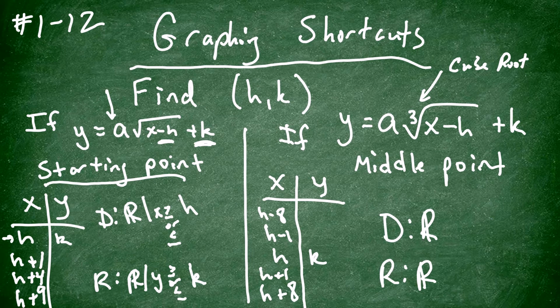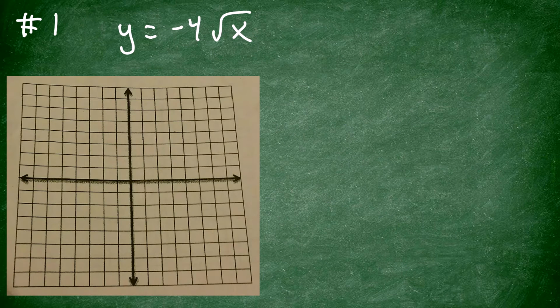That means you're going to make it a middle point. All right? That means h and k is a middle point. It's the middle of your XY chart, and you subtract perfect cubes. So you subtract 1, subtract 8, add 1, add 8. And remember, domain and range are based on whether it's a starting point or a middle point. If it's a starting point, you have to deal with h and k for your domain and your range. And if it's a middle point, then all the domain and range is exactly the same. Okay? And that's it for the shortcuts.